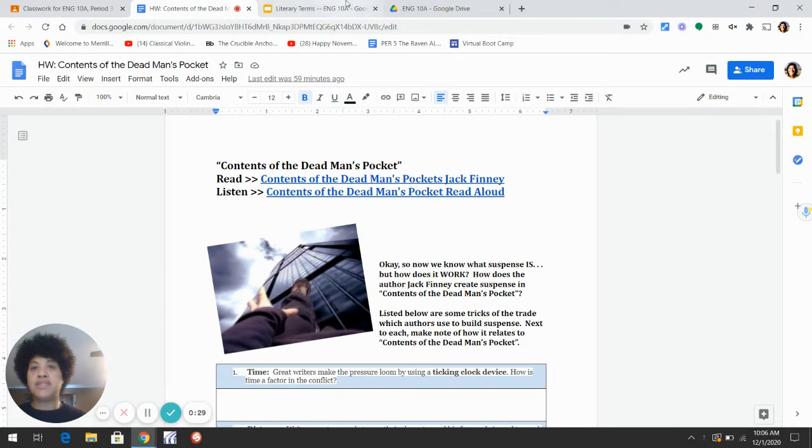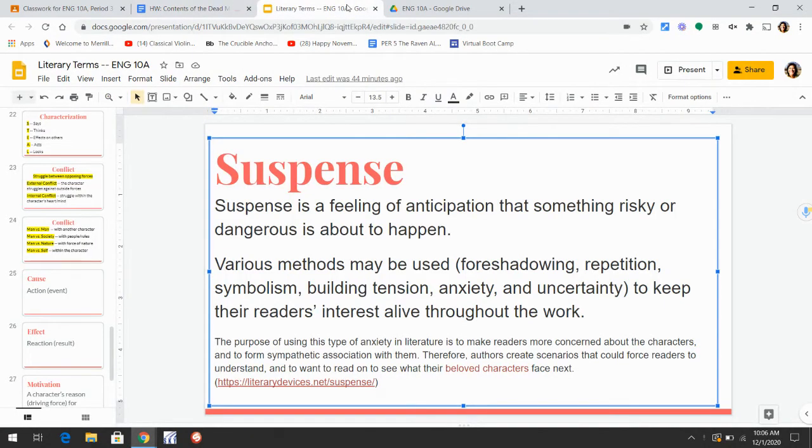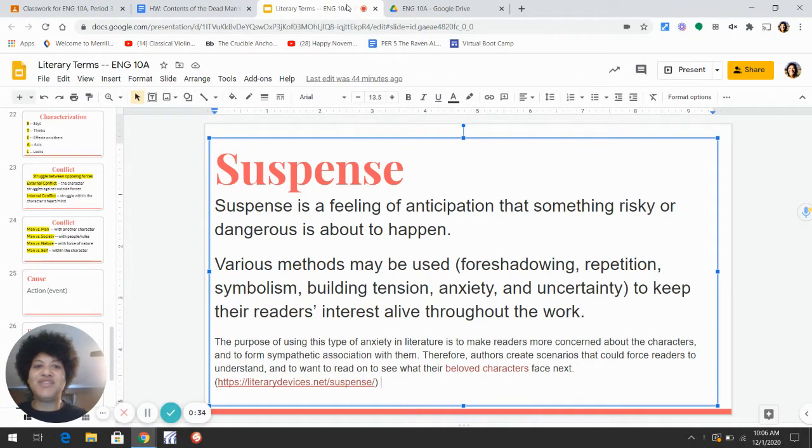Basically, we're working with suspense. And suspense is a feeling of anticipation that something risky or dangerous is about to happen. The authors use various methods: foreshadowing, repetition, symbolism, building tension, anxiety, uncertainty to keep readers' interests alive throughout the work. All of these terms can be found in our literary terms.